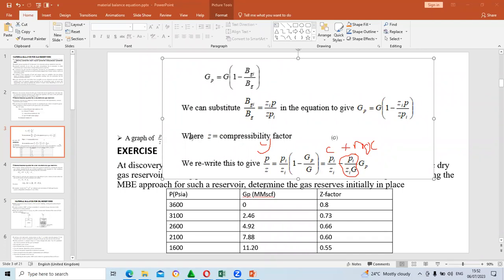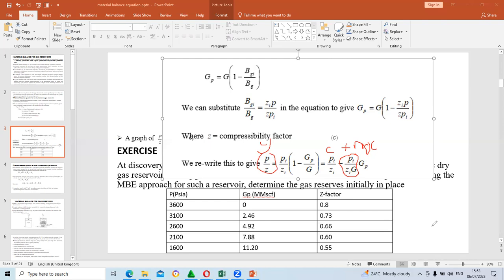That means if I have a table of values of P over Z and GP, I can use P over Z as a quantity on the y-axis. I draw it against GP. It gives me a straight line. The gradient of that straight line I can use to calculate the value of G using Pi and Zi, which are the initial pressure and the initial Z factor.